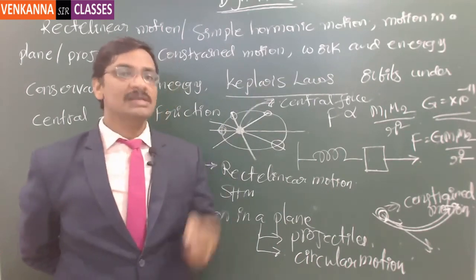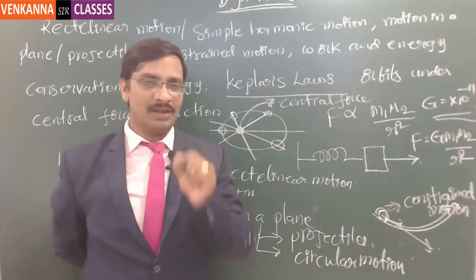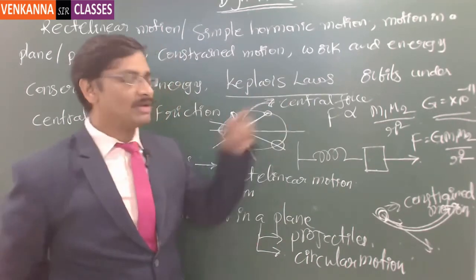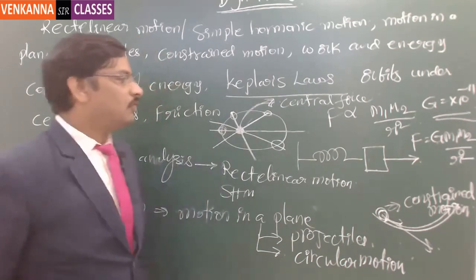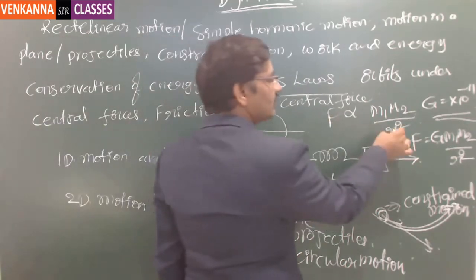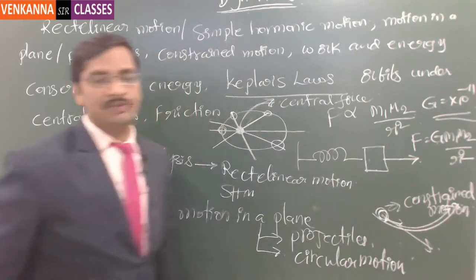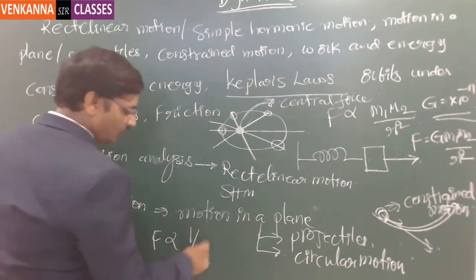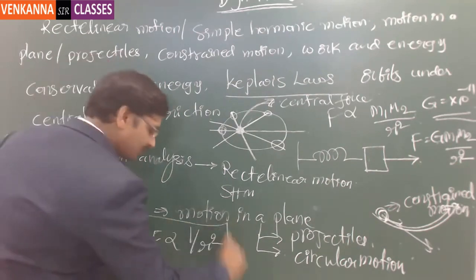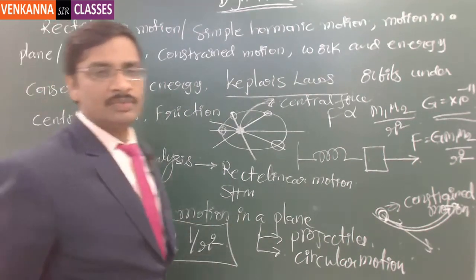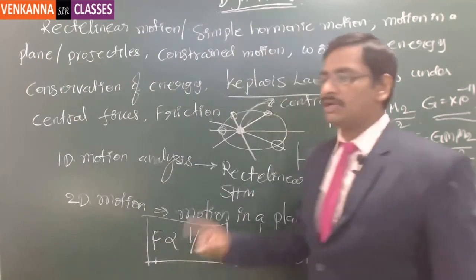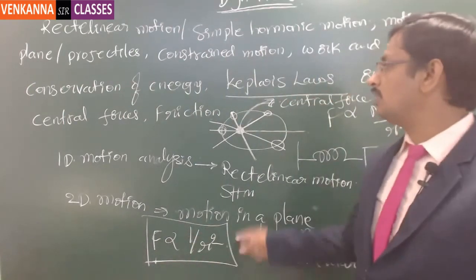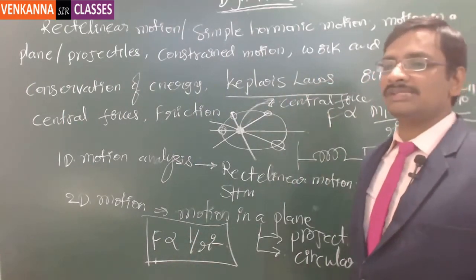One particular case of the central force is Kepler's law, where the force between the two masses is inversely proportional to the square of the distance between them. That means F is directly proportional to 1 by r square. This always leads to a central force. Because of this only, we came up with the conclusions of Kepler's law.